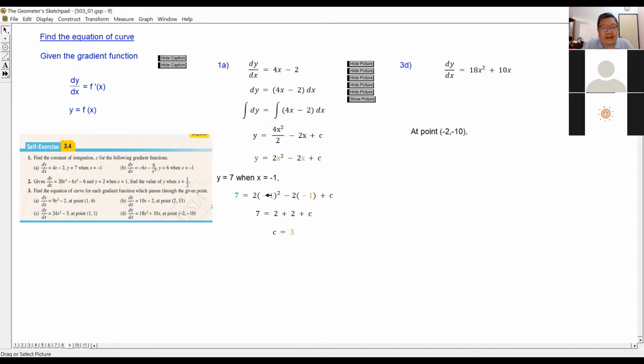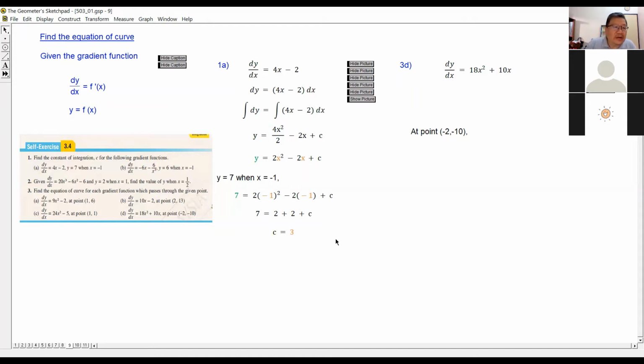The square of negative 1 is positive 1. Positive 1 times 2, positive 2. Negative 2 multiplied by negative 1 is again positive 2. So altogether this is 4. The 4 you bring over to the other side. 7 minus 4, you get 3. So that means c is 3.